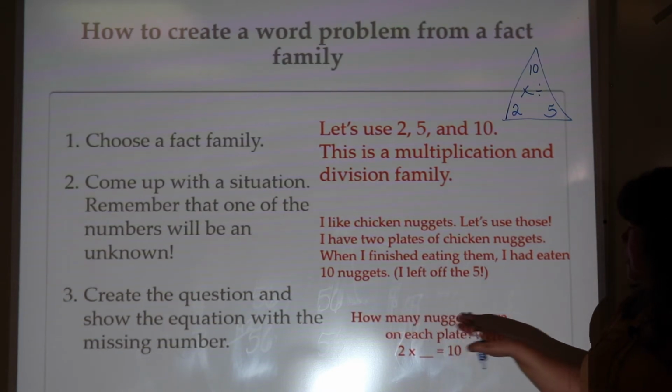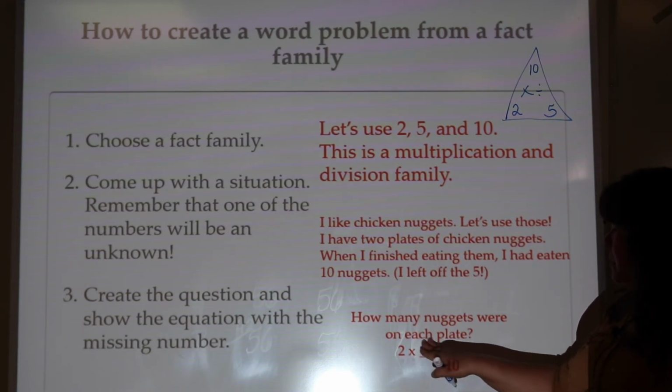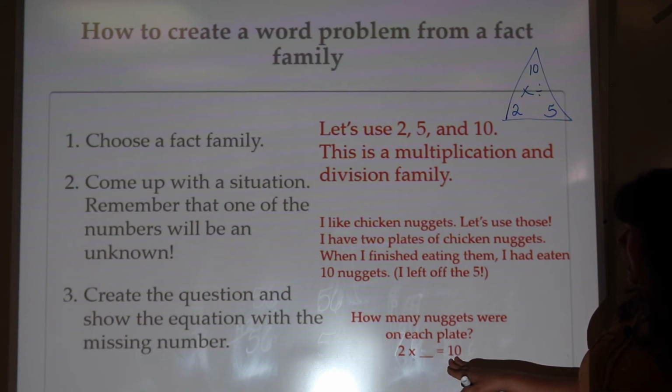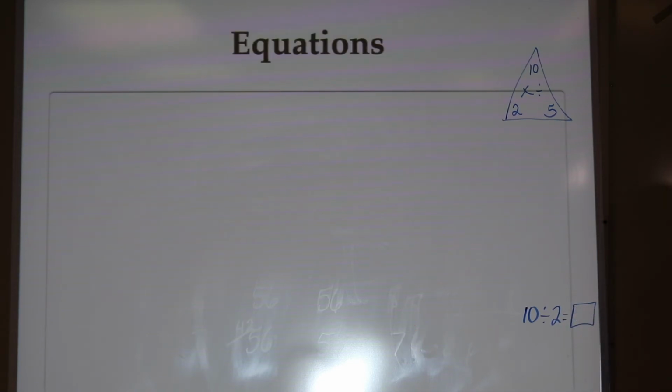So it would look like this. How many chicken nuggets were on each plate would be our question. 2 times, this is how many is on the plate, equals 10. 2 times some number equals 10. It's unknown. We would do the inverse operation, and we would make this 10 divided by 2 equals, and now we don't know what that number is.